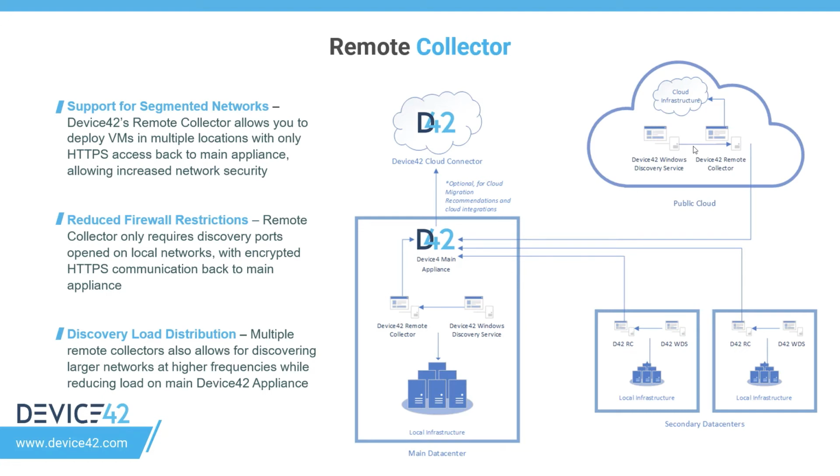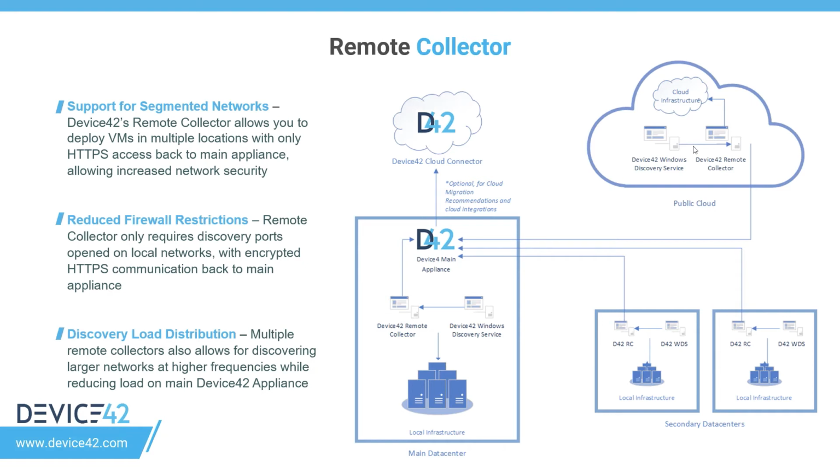You could also have the main appliance hosted there. So if you're hosting the main appliance, but the remote collectors are running discovery within the client infrastructure, and you'd rather host the data within your own network, it is possible to do that. You just have to make sure that HTTPS and 443 are available so that the remote collector and Windows Discovery Service can communicate back to the main appliance wherever it's hosted.